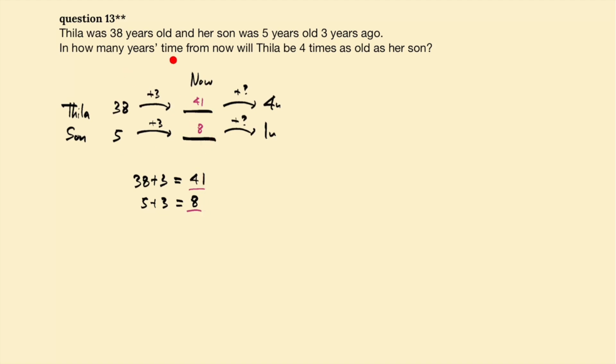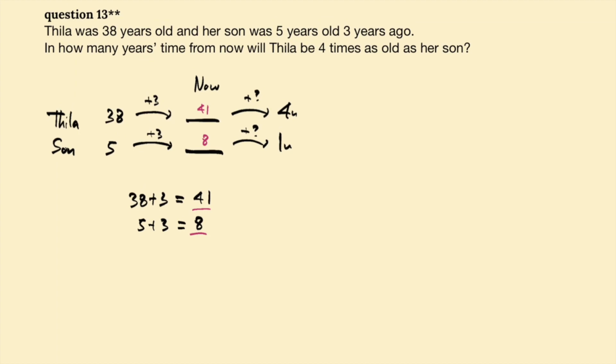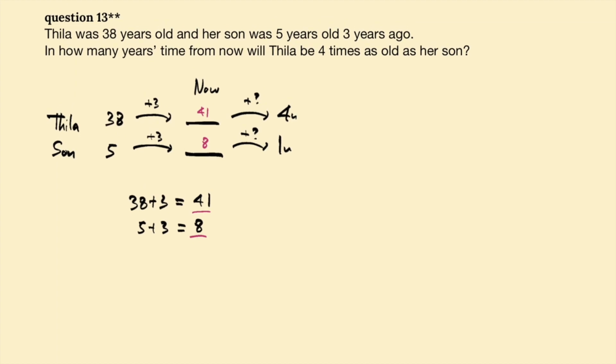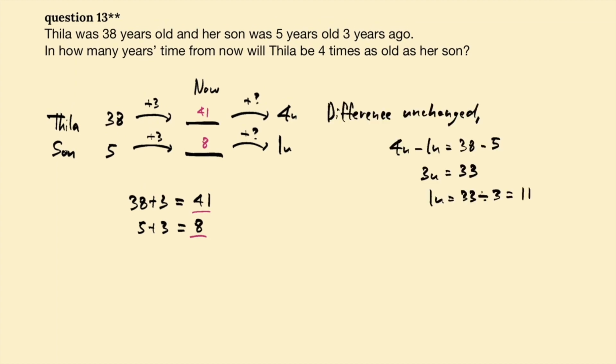In how many years time from now, so an unknown number in the future, will Dila be 4 times as old? Remember, for age, right, the difference doesn't change, yeah? So if the age difference was 33, okay, then we know that the difference here of 3 units will be 33 as well, which means 1 unit is 11. So in how many years time is that? So 1u is 11, this is 8. Well, 11 minus 8 gives us 3 years.